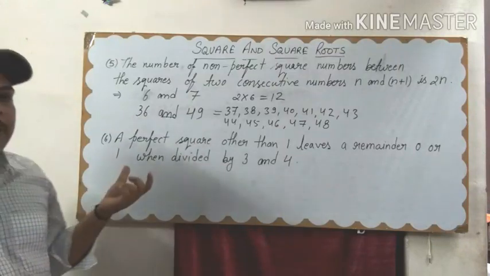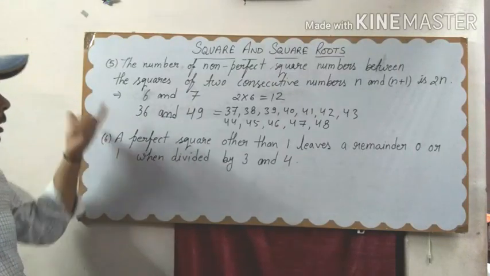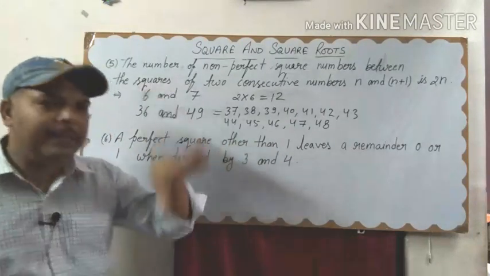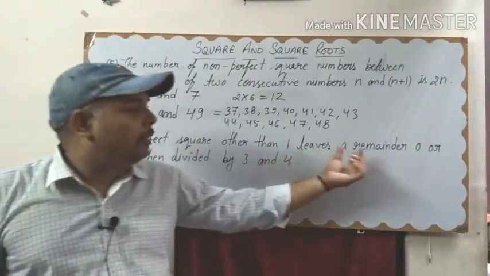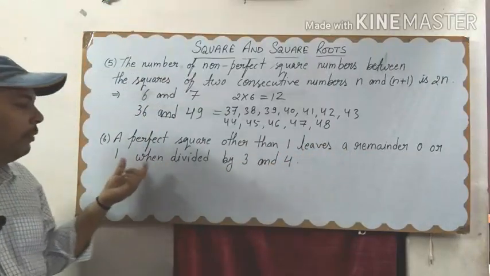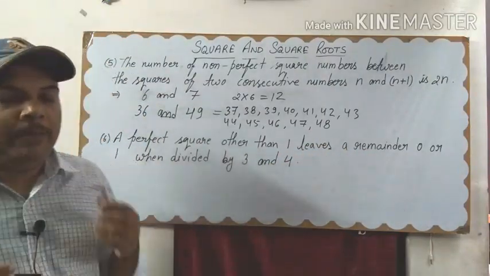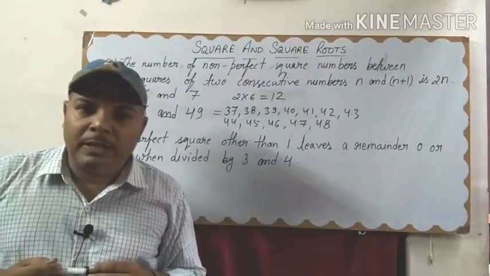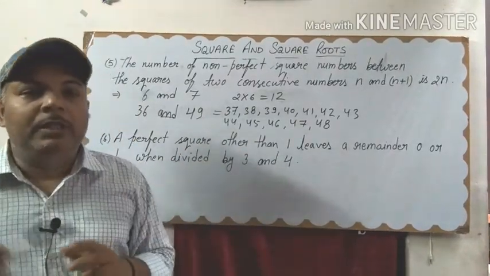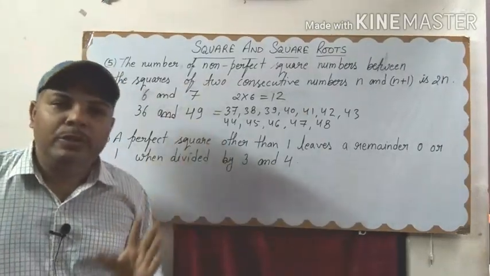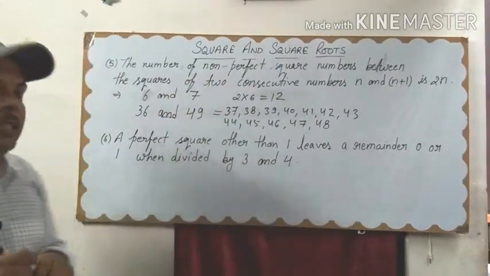Now see the last property of this chapter, the square. A perfect square other than 1 leaves a remainder 0 or 1 when divided by 3 and 4. If we divide a perfect square number except 1 by 3 or 4, always either 0 is the remainder or 1 is the remainder.